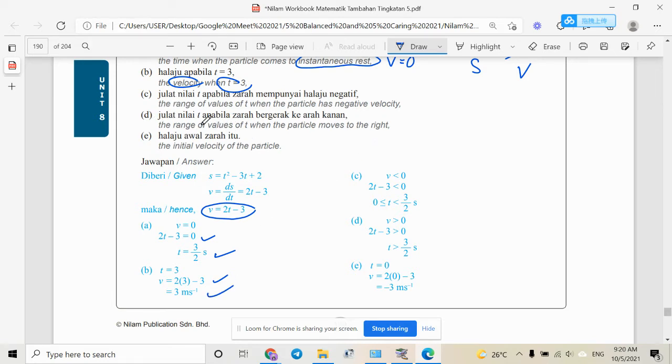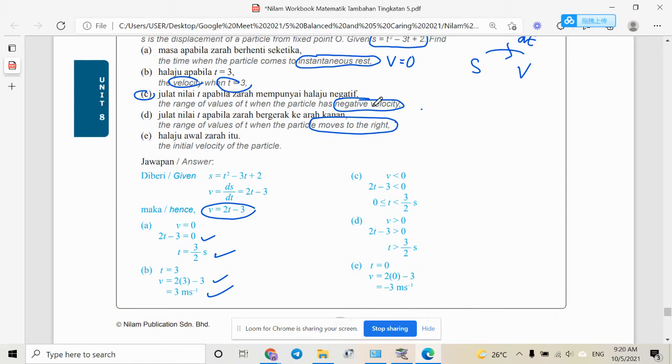Question C, the range of values of t when the particle moves to right. Oh, wait. Look at question C first. Question C I haven't discussed: the range of values of t when the particle has negative velocity. So the keyword is negative velocity, meaning that velocity is less than 0. So just substitute and then get the answer. 2t minus 3 less than 0. So 2t less than 3. t is less than 3 over 2.